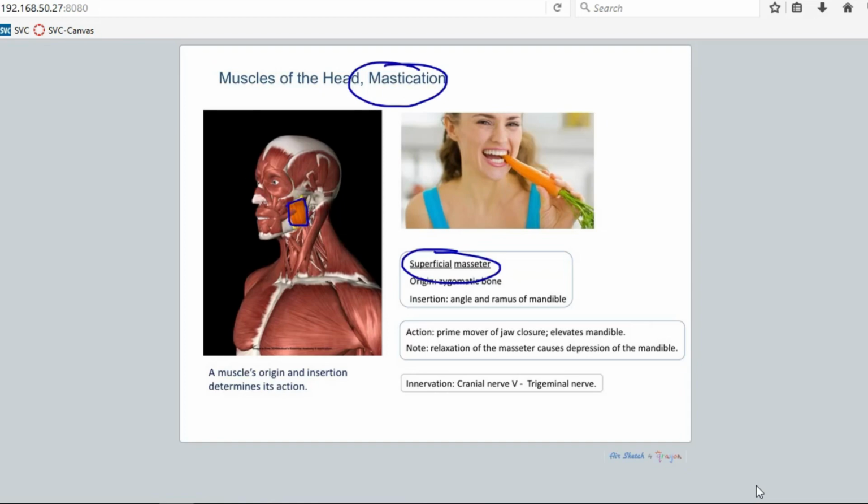What I want to stress here is that a muscle's origin and insertion determine its action. So where's its origin? Up here on the zygomatic bone, that's not going to move. Where's its insertion? Down here on the mandible. So what happens when the superficial masseter contracts? The insertion moves towards the origin, and that has the effect of elevating the mandible. So it's involved in chewing motions.